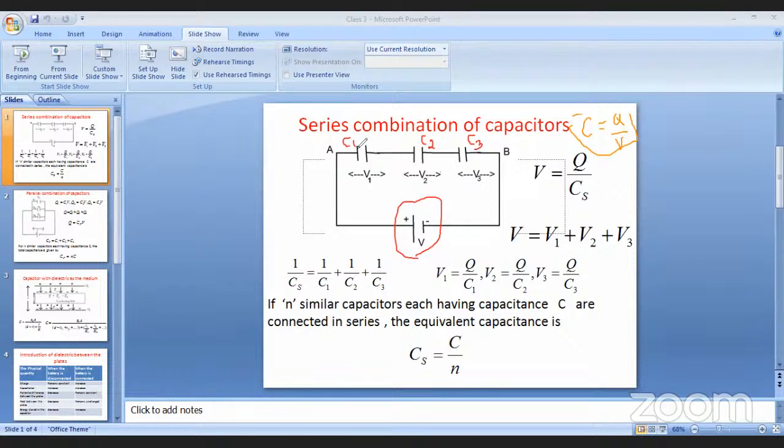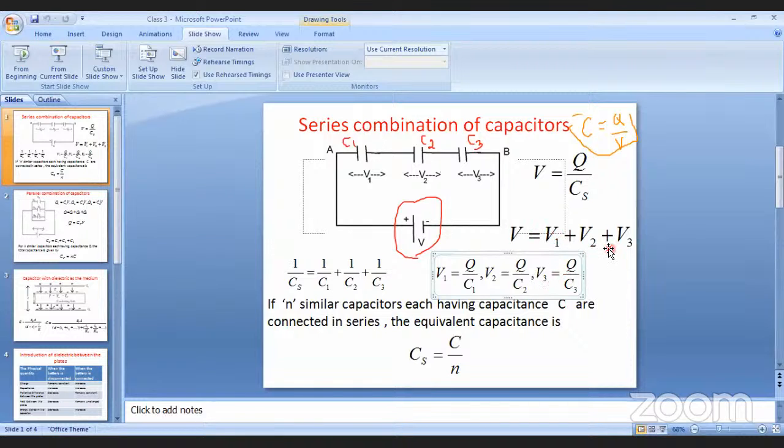Across this capacitor C1, the potential drop V1 equal to Q by C1. Across this capacitor C2, the potential drop is V2 equal to Q by C2. Across this capacitor C3, the potential drop is V3 equal to Q by C3. In all these expressions, the Q is common because in a series combination the charge never changes. Only the potential changes. So V1 equal to Q by C1, V2 equal to Q by C2, V3 equal to Q by C3.